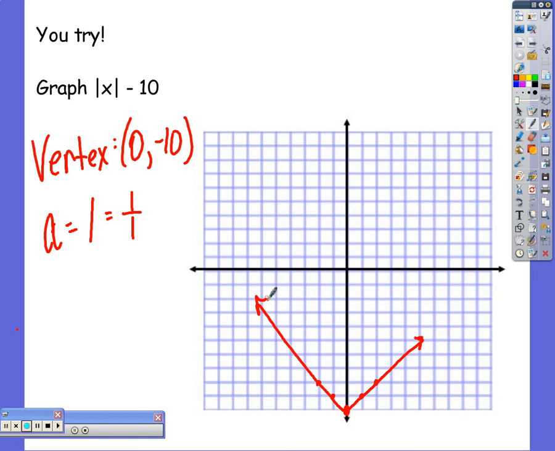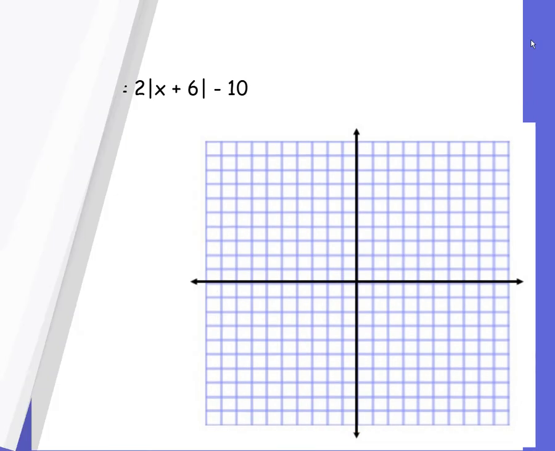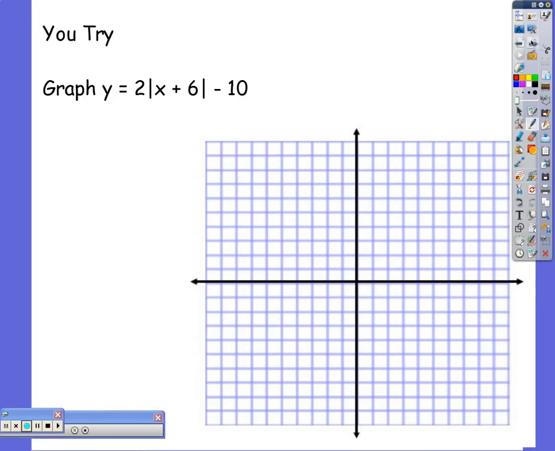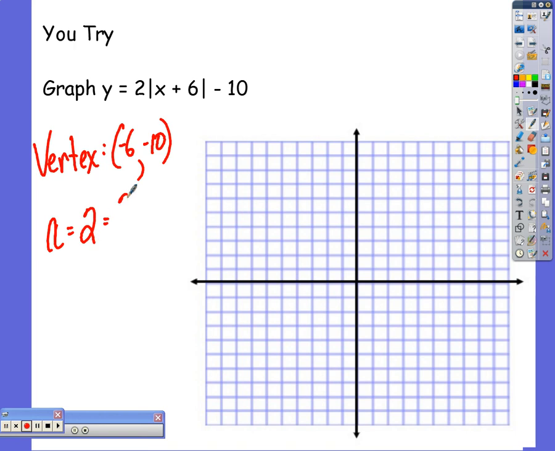All right, let's go ahead and try the next example. Now, if you notice, the ones that we've been doing, that outside value, that a value, has always been 1. But in this example, that a value is actually 2. So first of all, we need to find our vertex. Our vertex is going to be what gives us our 0, and that would be a negative 6. The outside value is a negative 10. And our a value this time is 2. And we need to write that as a fraction.